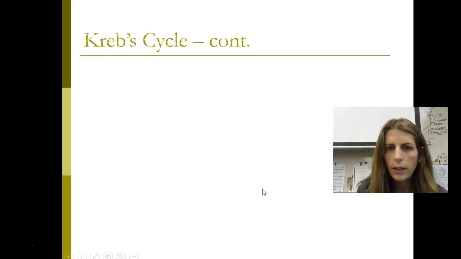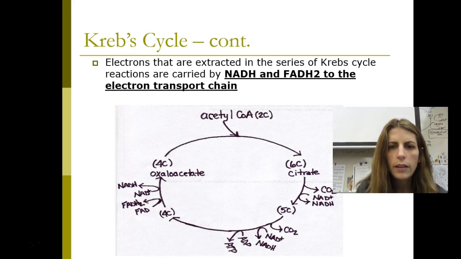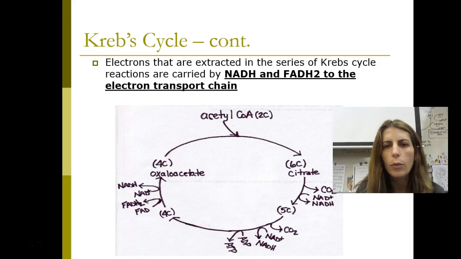So let's kind of look at some of the summary here. So, like I said, these electrons are being extracted through this series of reactions. So we're building up NADH and FADH2 to power the electron transport chain. And you see that happening. We're losing carbon dioxide, gaining an electron carrier. Losing carbon dioxide, gaining an electron carrier.